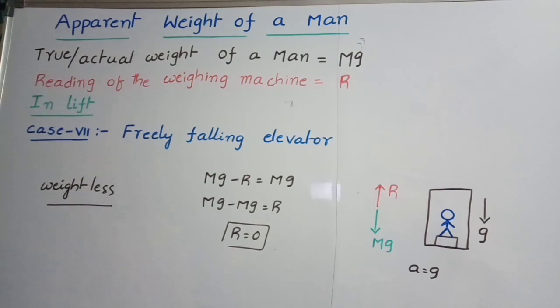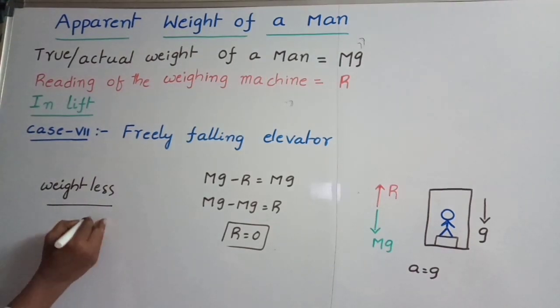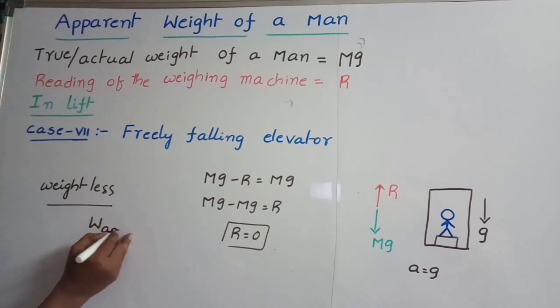Here weight is equal to 0, because no normal reaction is acting between the person and the reading machine also. So that's why he feels weightless. So in this case, apparent weight is equal to 0.